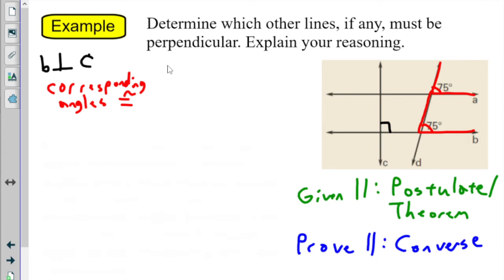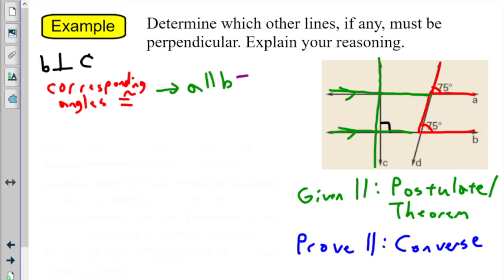that I can say that my lines are parallel because my corresponding angles are congruent. So A and B are parallel. Well, now that I know that A and B are parallel, I'm going to jump over here because I have another transversal cutting through those parallel lines, and take a look at what that creates.